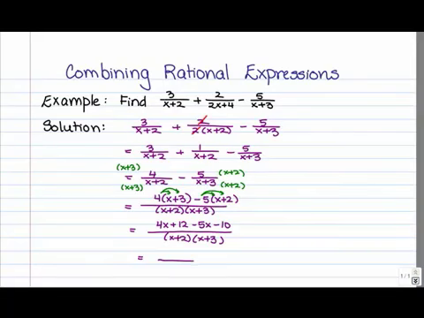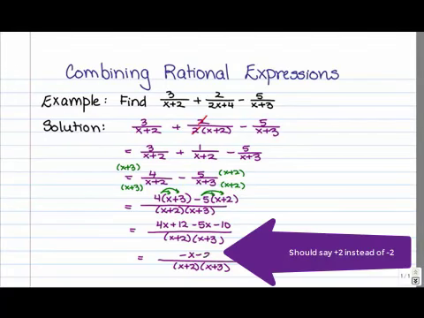If we collect like terms in the numerator, so first of all in the denominator we still have x plus 2, x plus 3, and in the numerator 4x minus 5x gives us negative x, and 12 minus 10 gives us negative 2.